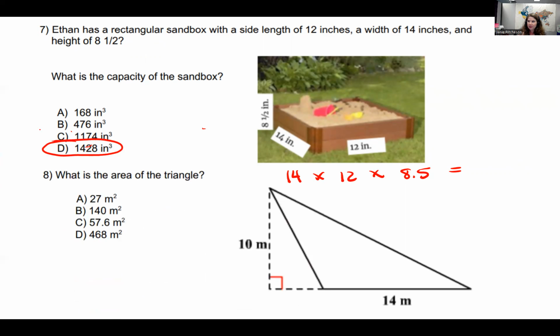All right, now also on the Canvas page, I put that the answer for this one isn't given. It's because we would multiply 10 times 14, which is 140, but since it's a triangle, we have to half it. We have to half it.